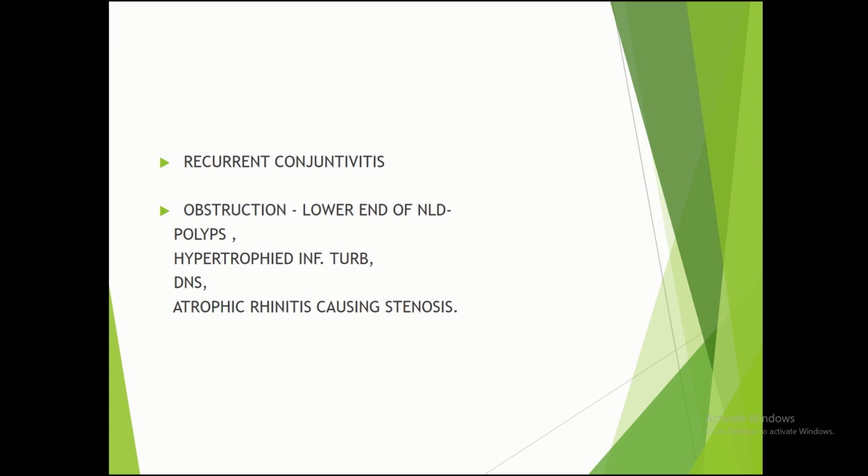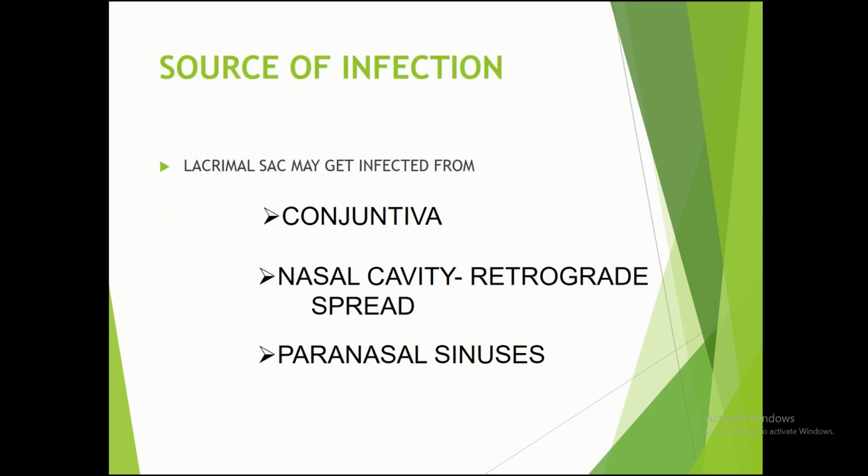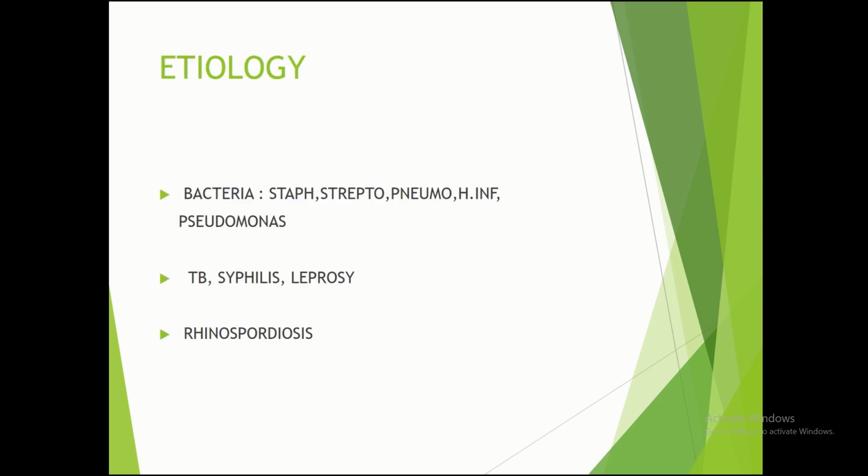All these things will lead to obstruction of your nasolacrimal duct, and there will be stasis of tears, which will get infected in course of time, leading to a chronic dacryocystitis. So what are the sources of infection? The lacrimal sac may get infected from the conjunctiva. It can get infected from the nasal cavity or paranasal sinuses by way of a retrograde spread.